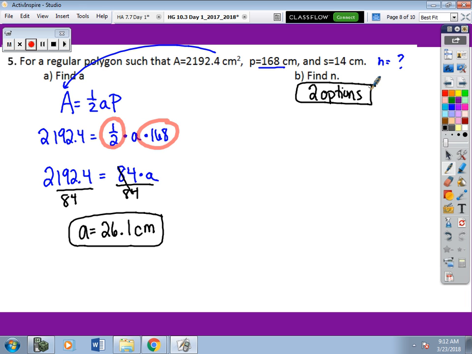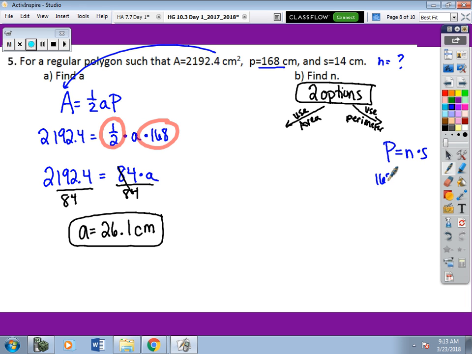All right, to find n, you have two options. One of them is to use the area. The other is to use the perimeter. One of them is significantly shorter than the other. What's the formula for perimeter? Brett? P equals the number of sides times the side length.